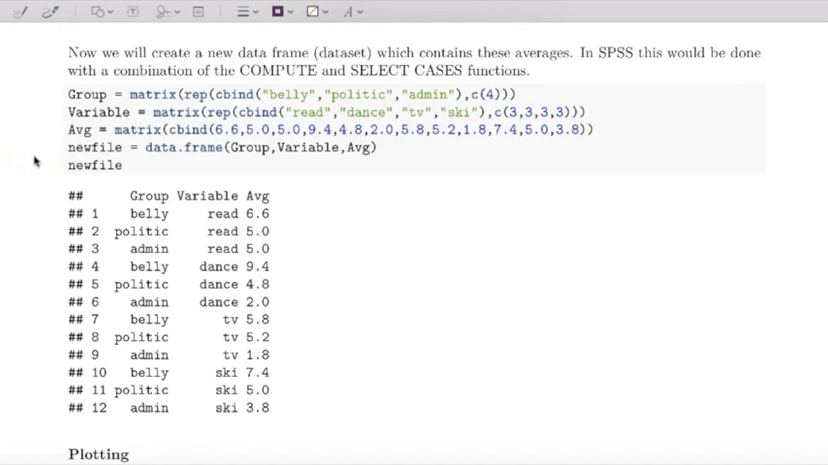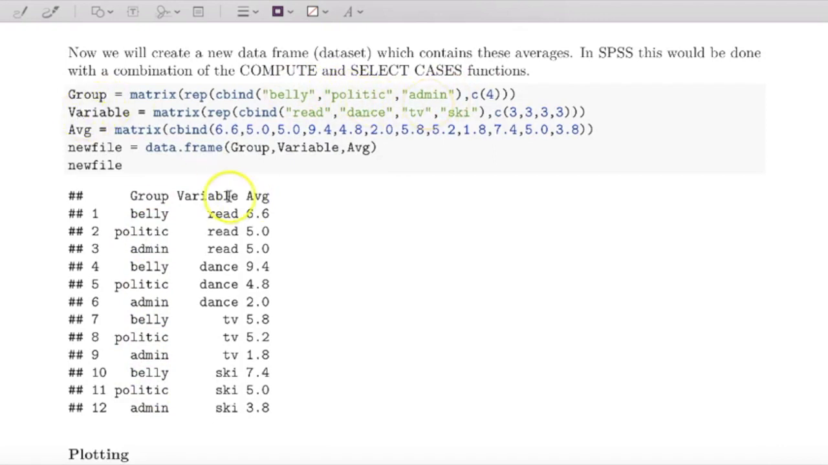So let me just guide you through these lines of code. I'm going to create a variable called group. I am creating a matrix, and I'm going to have belly, politic, and admin, and I want to repeat it 4 times. So belly, belly, belly, belly, and then politic, politic, politic, politic, and so on. So it's repeating in this same order. The order in which you type it in here matters.